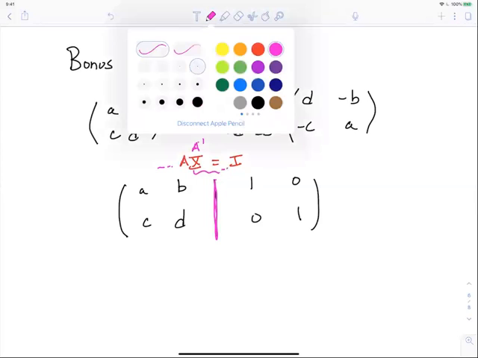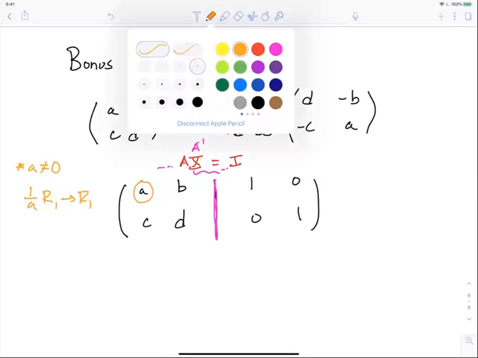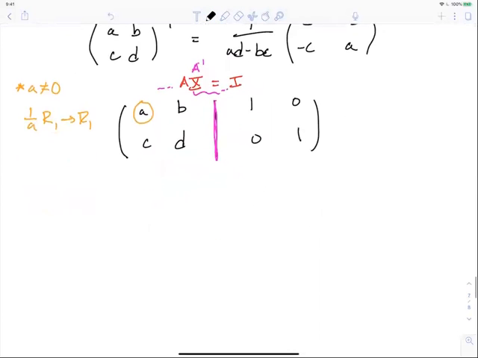So what's the first step? Well, the first step is we need to take care of this pivot position. So I should mention, we're going to assume something here. This is not that big of an assumption, but it is important. We're going to assume that A is not equal to 0. So we're going to scale everything by 1 over A, rather. And this is the same thing as before. The only difference is instead of a concrete number there, we have A.